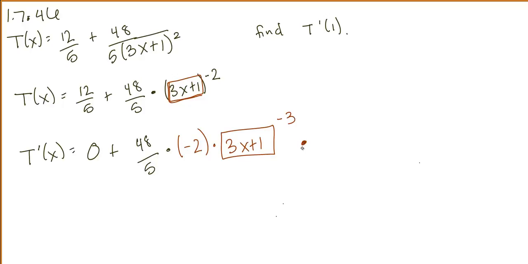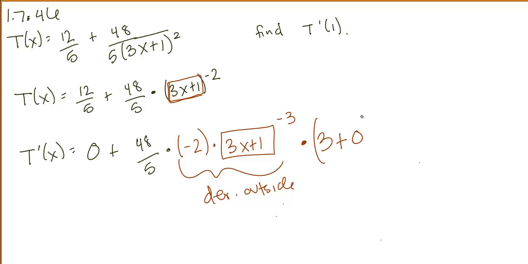Now the chain rule, or the general power rule, says take the derivative of the outside and then times it by the derivative of the inside, what's inside the box. So inside the box we have 3x plus 1. The derivative of that would just be 3, because the derivative of 3x is 3, plus 0, because the derivative of 1 is 0. And so this is our derivative of the inside.